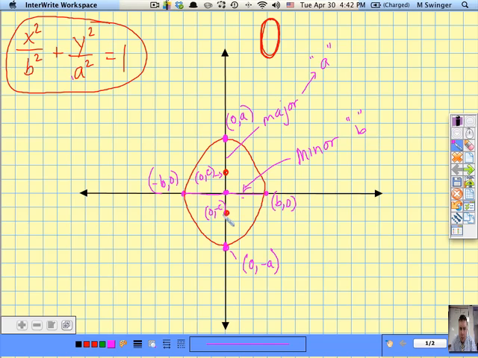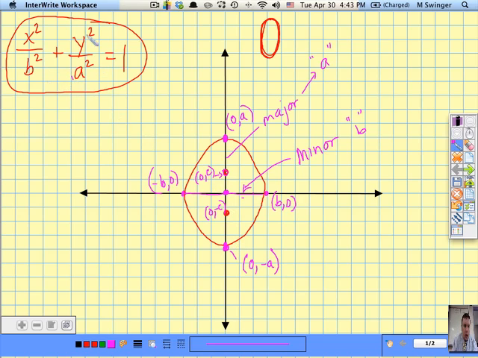What else here? I think that's pretty much it. Just think this: A has to deal with the bigger one. B is the smaller one. Everything else is basically the same. It's just turned. Everything switches. 0, A and 0, negative A. The other one was A, 0. So on and so on. Everything switches. And the foci always lie on the major axis, just so you know that. Foci always lie on the major axis.